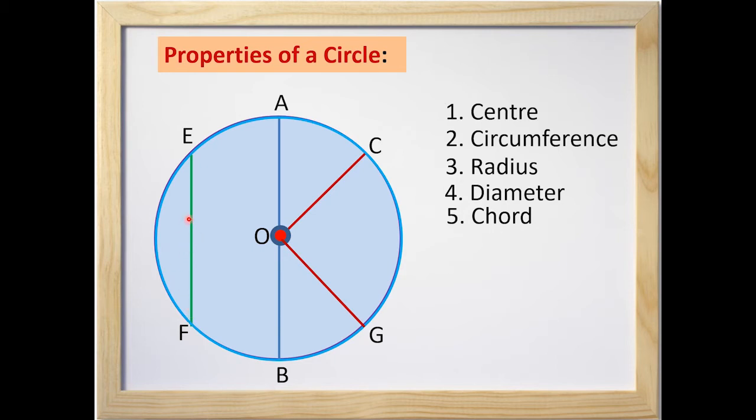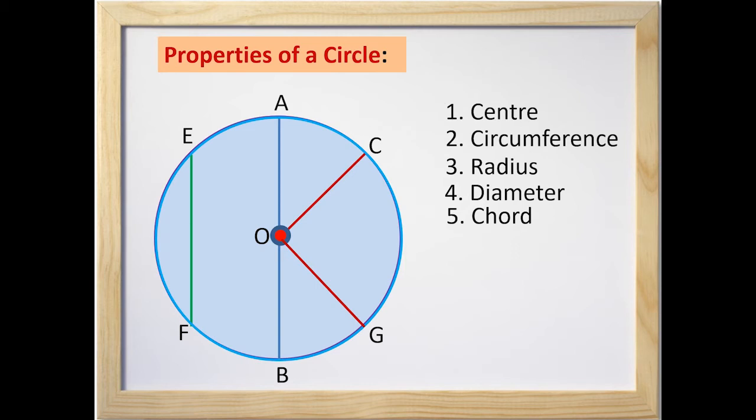But what is the difference between a chord and a diameter? The diameter is the longest chord and also it passes through the center of the circle. But all chords need not pass through the center of the circle. Here you can see EF is a chord because it is joining 2 points on the circle, but it doesn't pass through the center of the circle. And we know, children, the diameter is the longest chord.